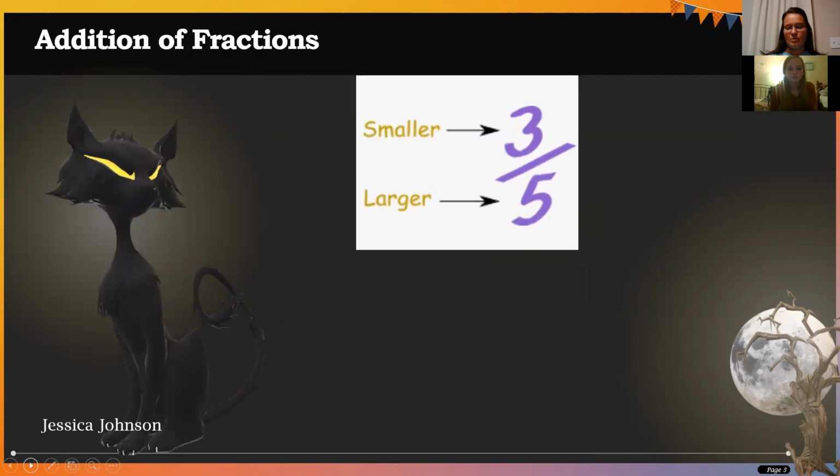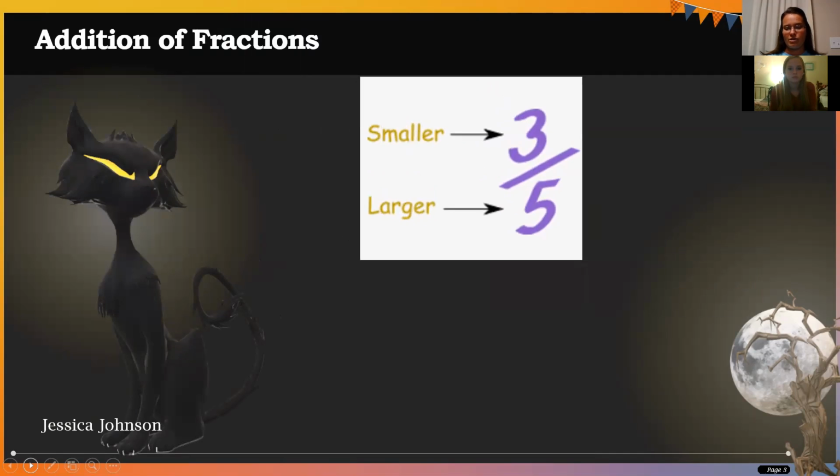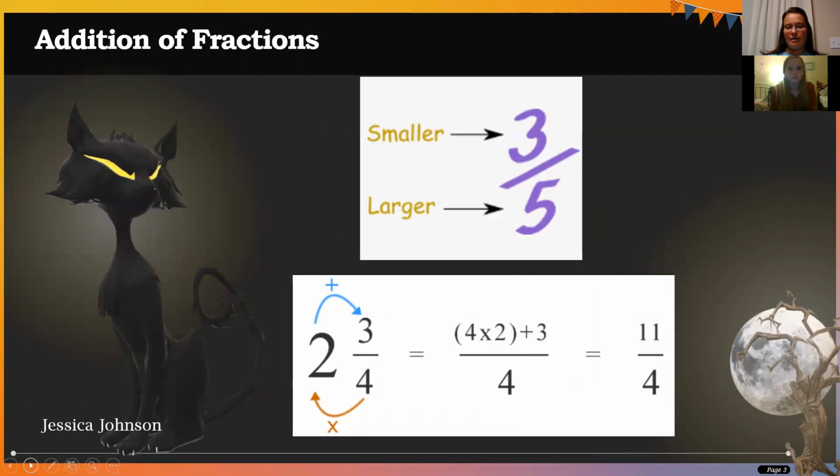Proper fractions will have a small number for the numerator and a large number for the denominator. Mixed number fractions will have a part that is a whole, in our example it is 2, and a part that is a fraction, in our example it's 3/4. After you convert the mixed number fraction, you get an improper fraction of 11/4, where the large number is on top and the small number is on the bottom.